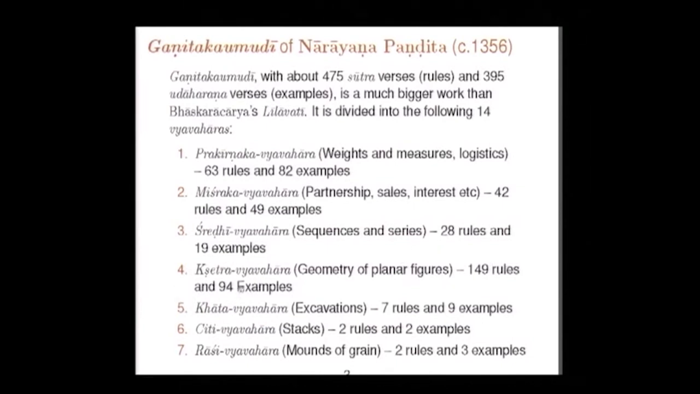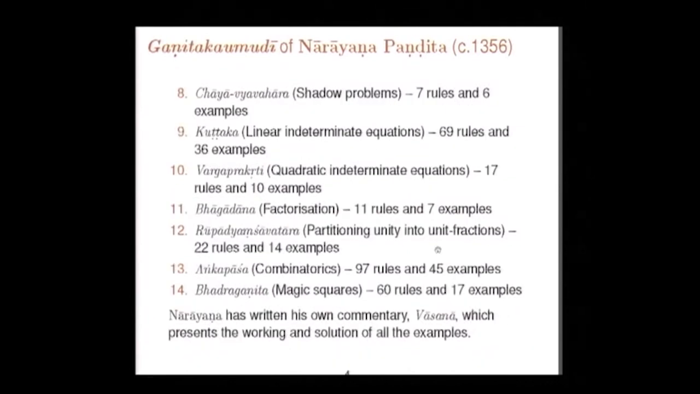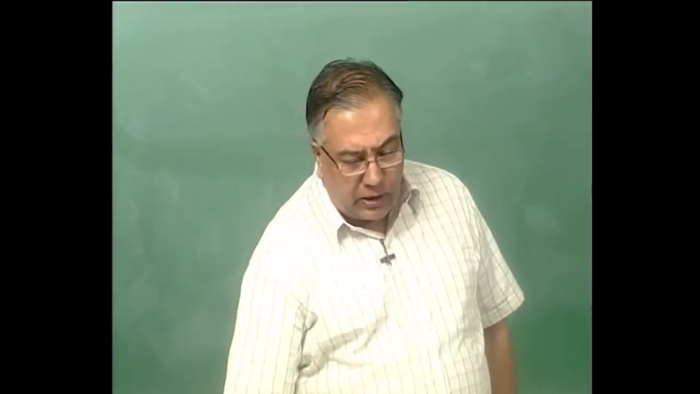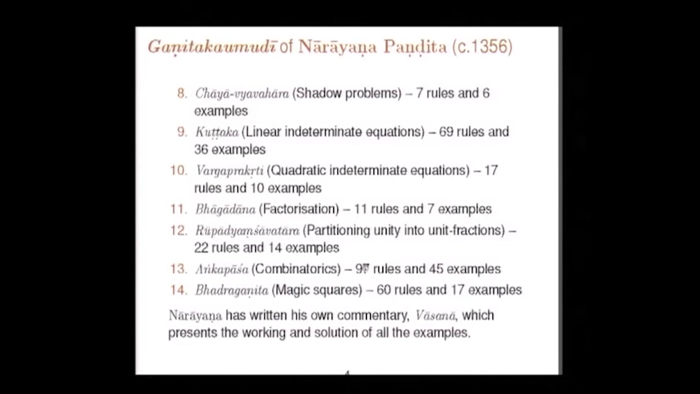149 rules and 94 examples. It is almost one third of the number of rules. Then excavation, stacks, mounds of grain, the shadow problems. After that, Kuttaka, Varga Prakriti, then factorization, Bhagadana, Rupadyamshavatara, partitioning of unity into various fractions. They are very interesting results. Most of them go back to Ganitasara Sangraha actually. Ankapasha, combinatorics, then Bhadra Ganita, magic squares.